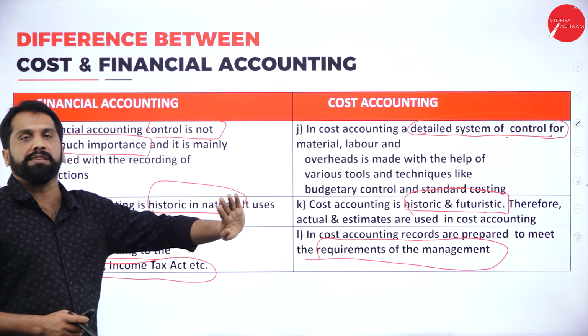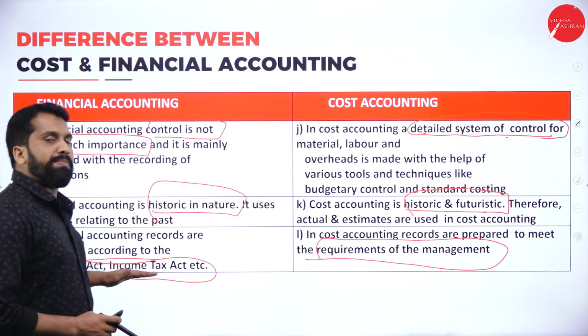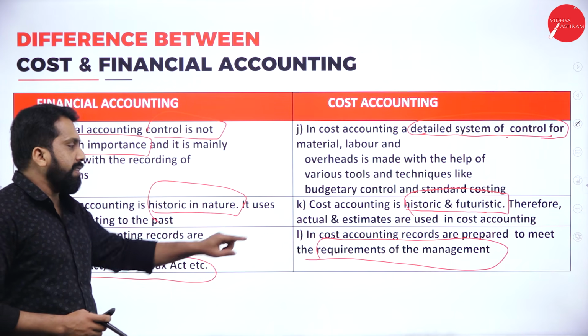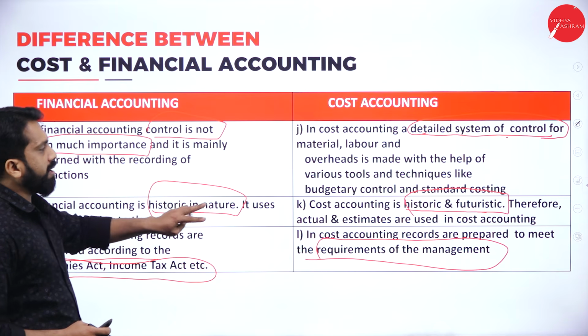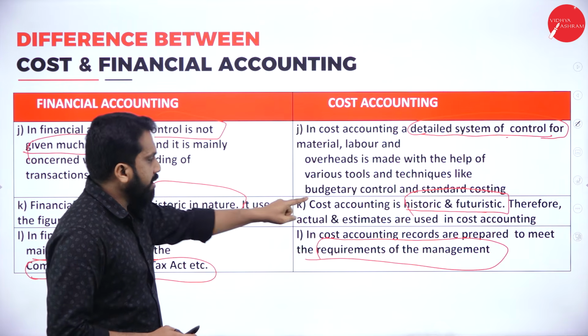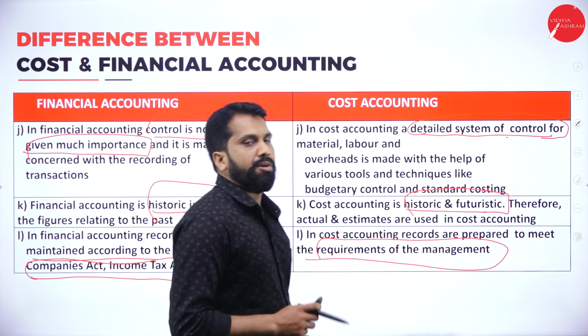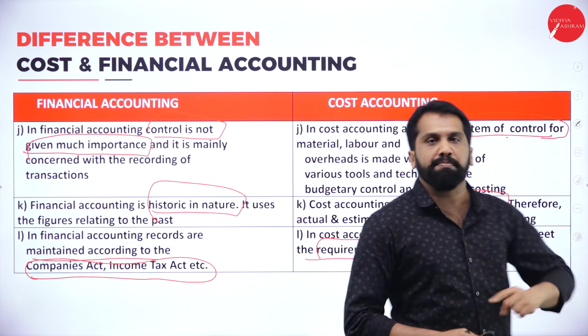Historical as well as futuristic. In this, as per the Companies Act and Income Tax Act, this is as per your management. So these 2 points you can take out. If it is a bigger one, you take only these two. So total 9 points plus 12.